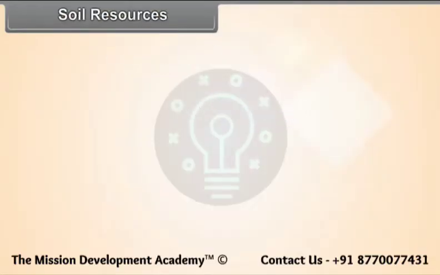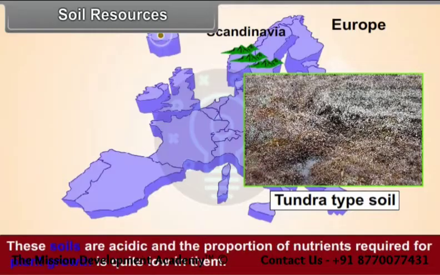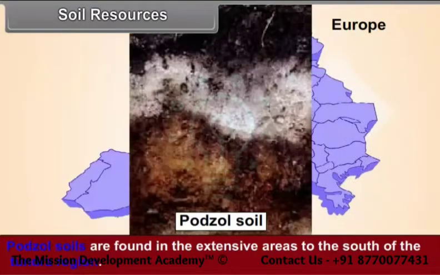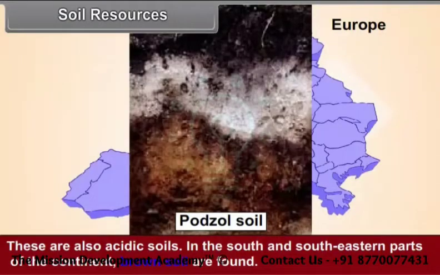Soil resources. Tundra types of soils are found in the extreme northern parts of East Europe, Iceland, and the mountainous regions of Scandinavia. These soils are acidic, and the proportion of nutrients required for plant growth is quite low in them. Podzol soils are found in the extensive areas to the south of the tundra region. These are developed in the regions of coniferous forests.